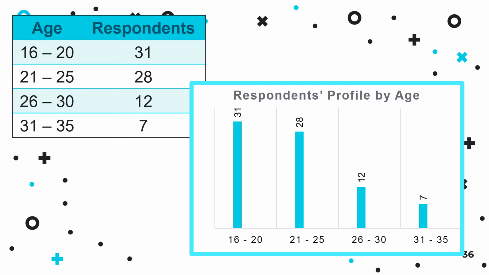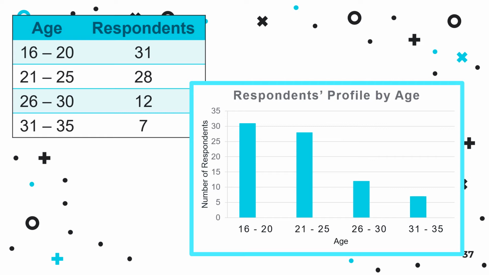Okay, so right away you can see a comparison that the respondents whose age ranges from 16 to 20 have the biggest number, and the lowest number goes to respondents who were from ages ranging from 31 to 35.